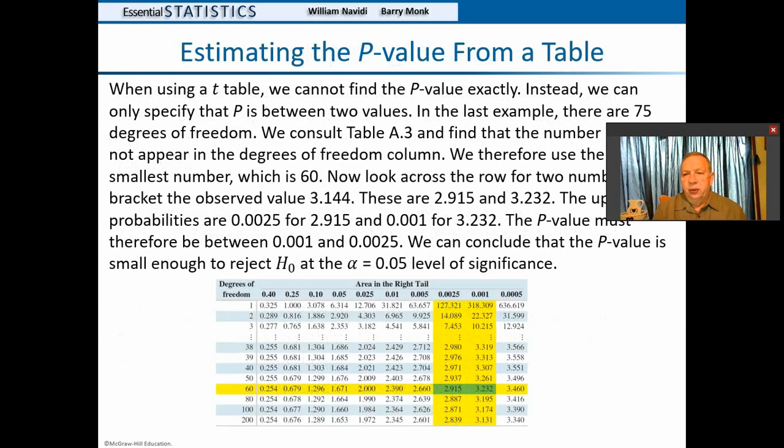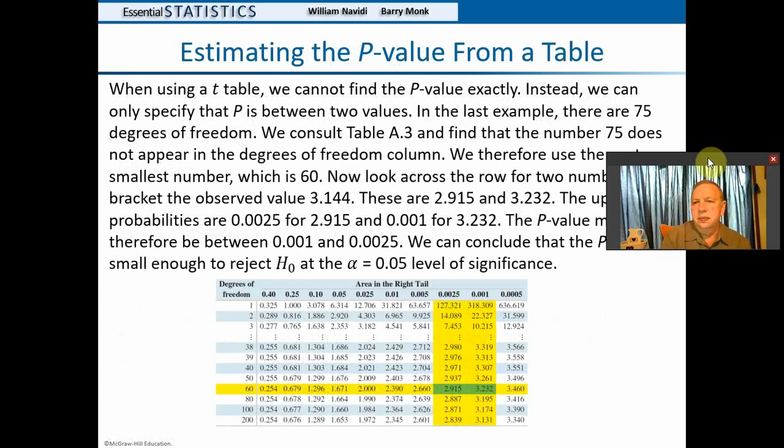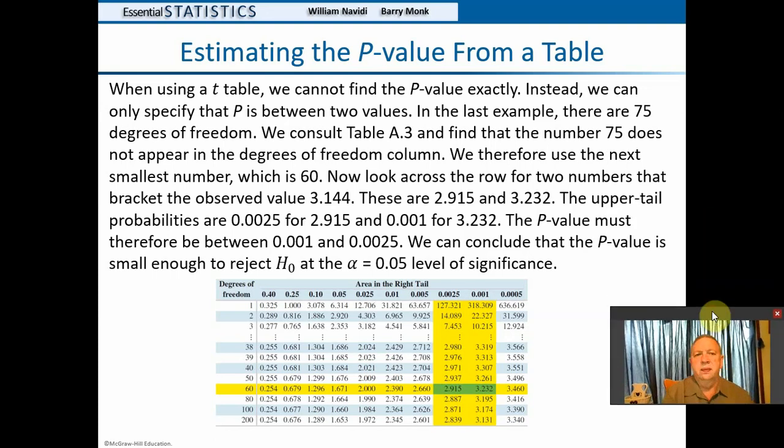If I go to a table, let me slide down here so we can read through this. When using a t-table, sometimes we cannot find the p-value exactly. Instead, we can only specify that p is between two values. If it just happens to be there, we report it naturally. But many times it's between two values, and we just report that p is between those two values that we've got.